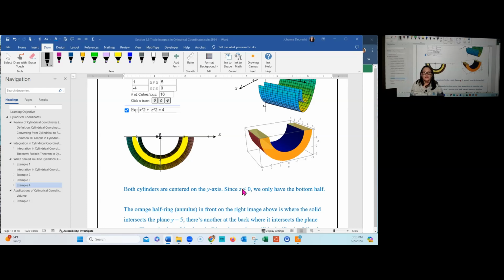Go ahead and pause the video now to work out the solution, then turn it back on, and we'll look at the integration together.